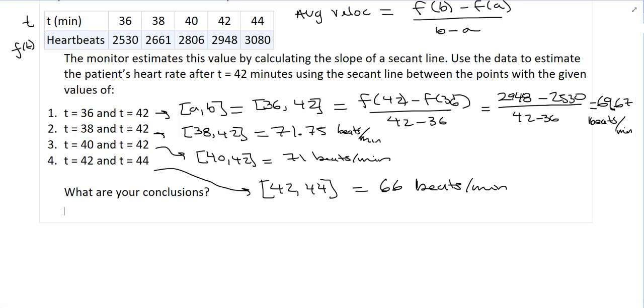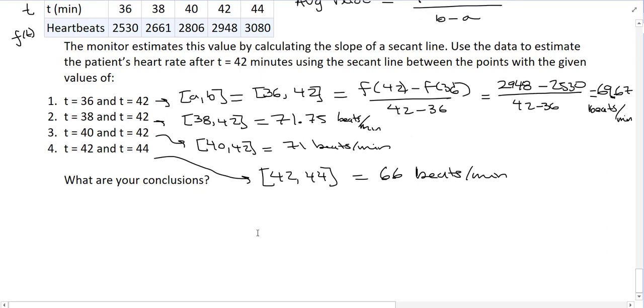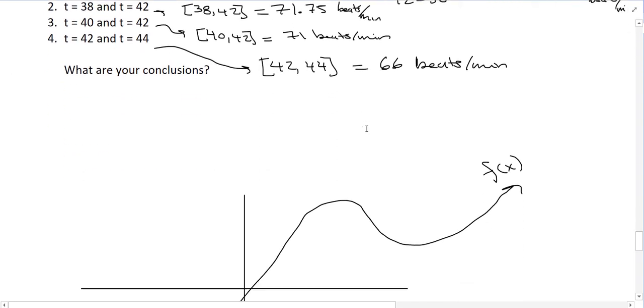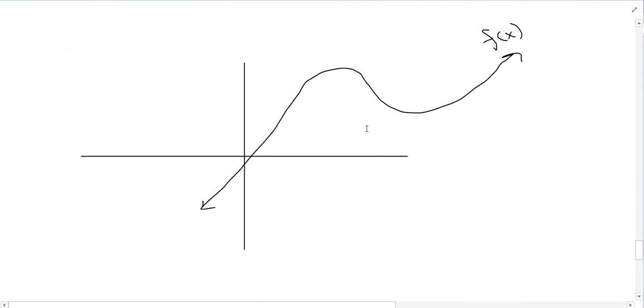So this was mostly an example of how you can use average rate of change to make conclusions about data. Now back to our discussion about tangent lines and secant lines. I'll give you a general idea of what the slope of the tangent line and the slope of the secant line mean. Say I have a general graph such as this one.